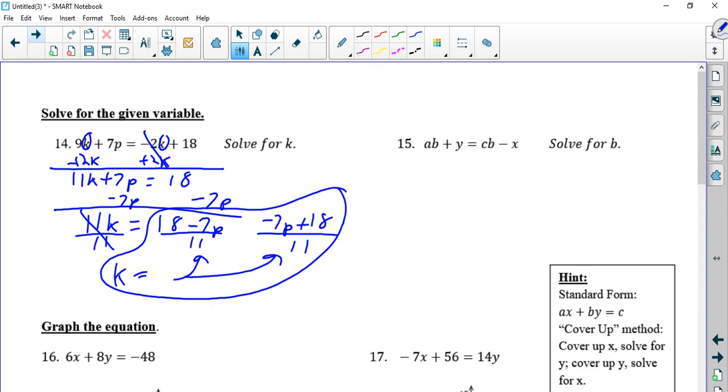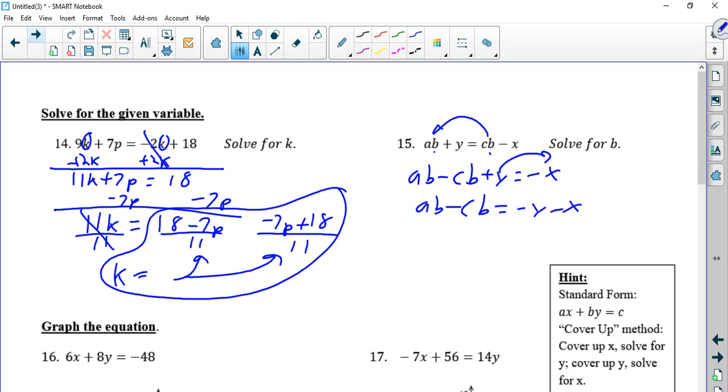15 is a little tricky. I want my b's on the same side, because that's what I'm solving for, the b's. So I need ab minus cb on the same side. Plus y equals negative x. I need to move the y over. So it's going to give me ab minus cb is equal to negative y minus x. If you put negative x minus y, perfectly okay. Now I want b by itself, so I'm going to do a GCF and pull that b out, factor it out, divide it out, and get a minus c equal to negative y minus x.